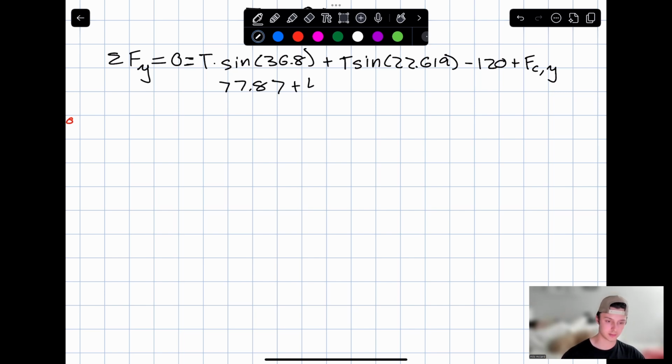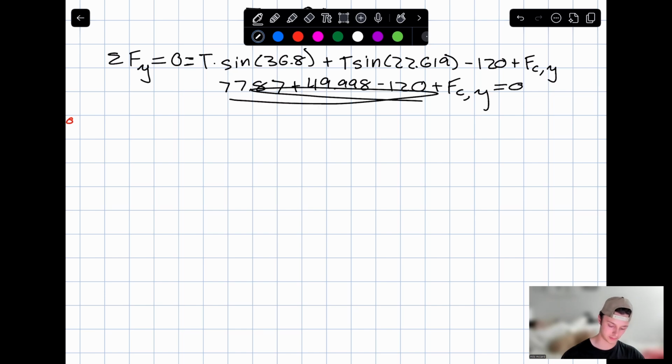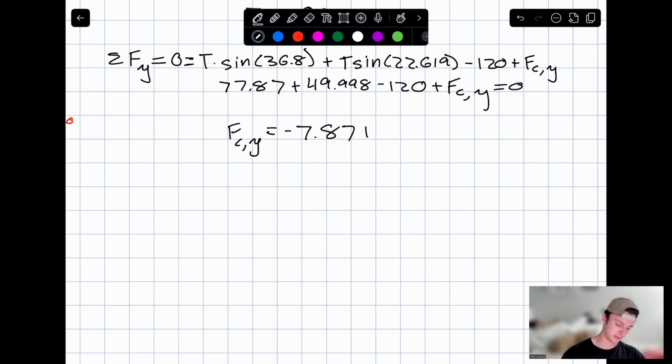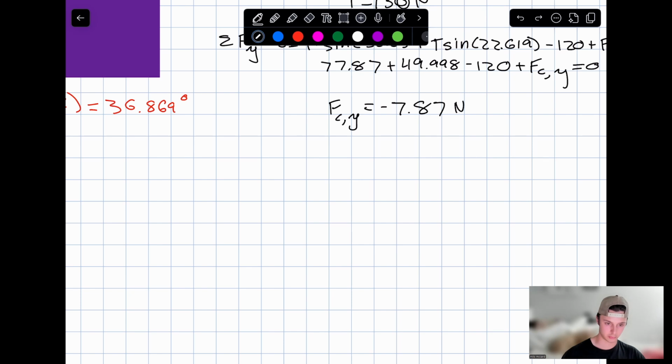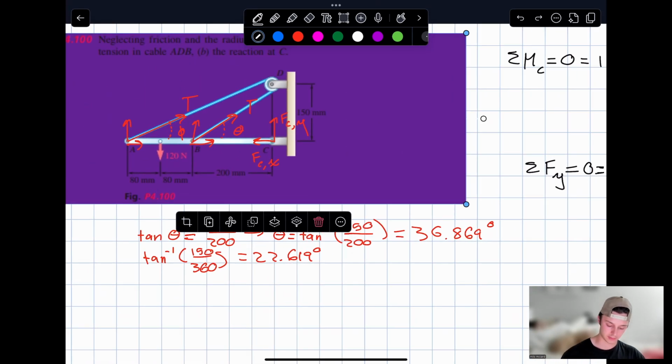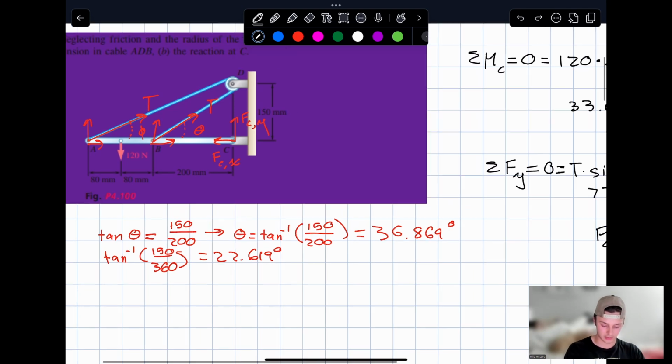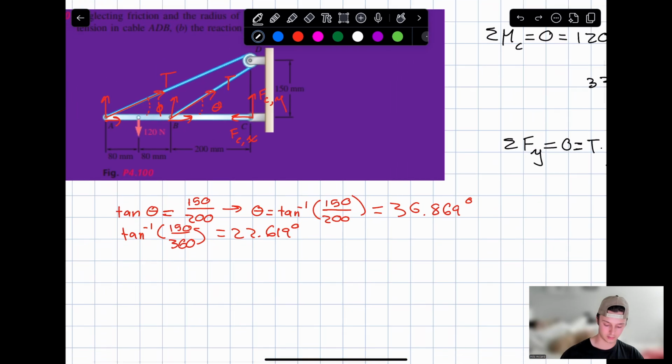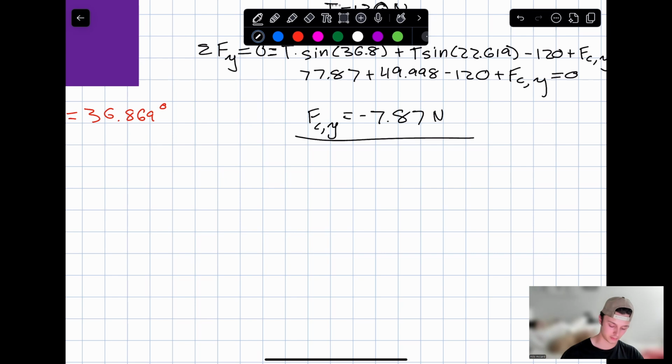So if we simplify this, we multiply all this out, we're going to get 77.87 plus 49.998 minus 120 plus F at C in the y direction. That'll equal 0. If we move these three parts to the other side, we're going to get F at C in the y direction equals minus 7.87 newtons. And now if you don't know what this minus sign means, let's take a look back at our free body diagram. We initially guessed this force going upward in the y direction, but because it's negative, as we saw over here, that means that this guess was inaccurate and that it actually faces downward in reality, okay?